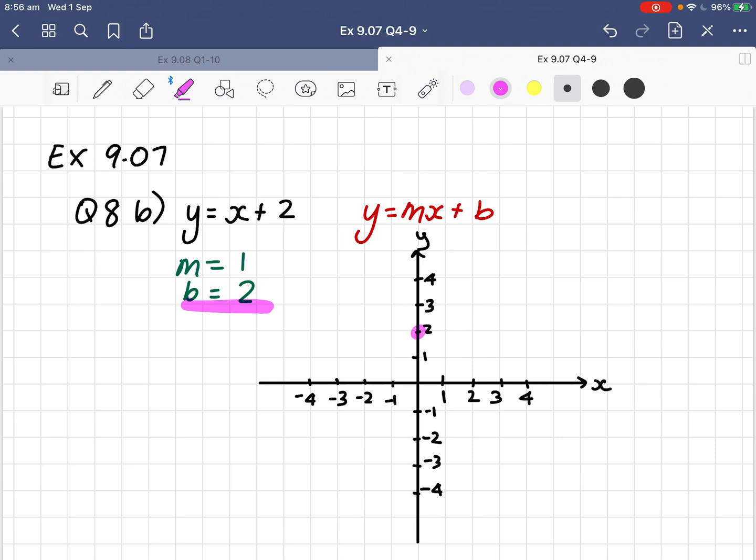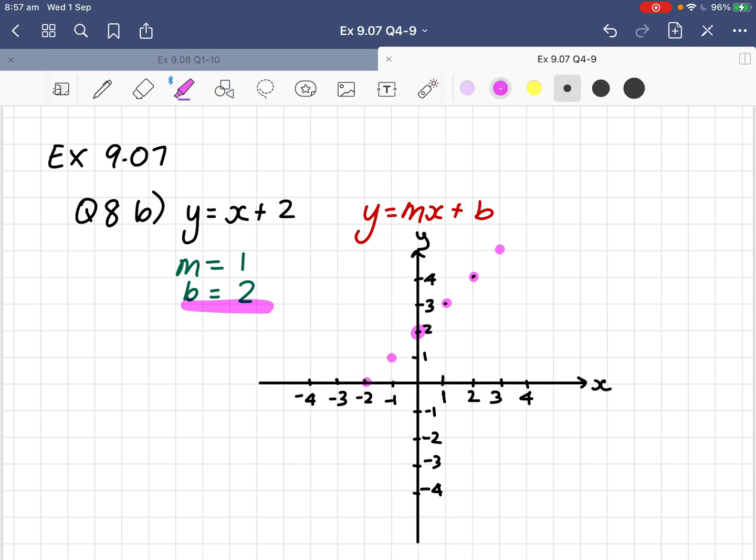I then want to work out my gradient. So remember, my gradient is rise over run. So that gives me this point here. Then we have another rise and run to get our next point, and then we have our rise and run to get our next point here. We can also go back the other way, so we can fall and run to get our point here, and fall and run to get our point here.